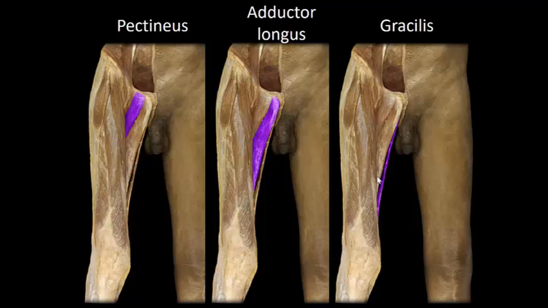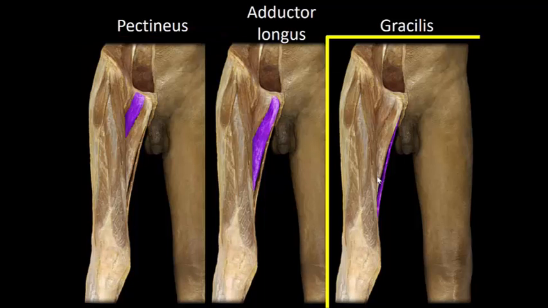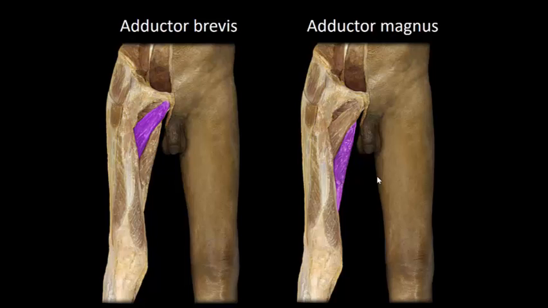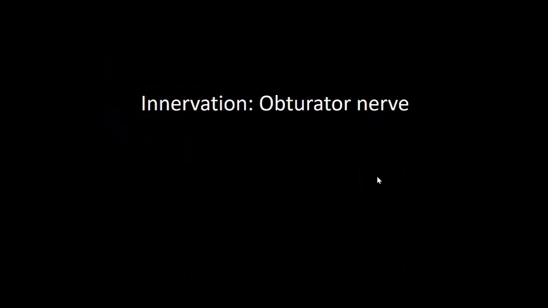The list of hip adductors is rather extensive and includes all of the muscles in the medial compartment of the thigh. The most superficial of these muscles includes pectineus, adductor longus, and gracilis. The deeper of these muscles include adductor brevis and adductor magnus. Innervation of the medial compartment of the thigh, and thereby the adductors of the hip, is via the obturator nerve.